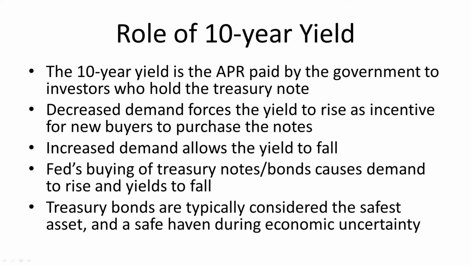So if demand is really high, then the yield tends to be lower because the government doesn't have to pay as much for people to hold these notes. Conversely, if the demand is really low, then they do have to pay more for the notes. Treasury yields are considered a safe haven asset during times of economic uncertainty. So usually what you see is, as market confidence is high, the 10-year yield goes up. As market confidence is low, or if there's a panic in the market, then the 10-year yield will plummet as people rush into the Treasury note.